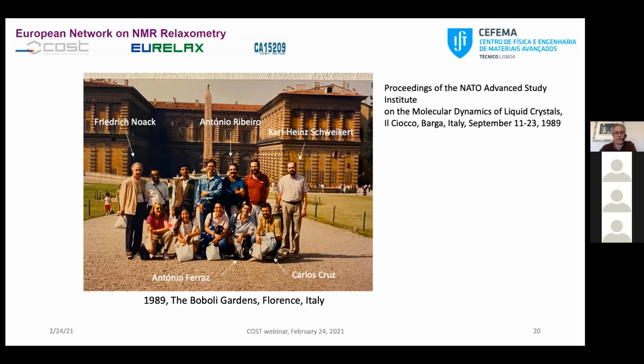Some of them are from Slovenia. I hope if some colleagues from Slovenia are there, maybe they might be able to remind me of their names. I don't remember them. See, this is a picture in one of the days out in this summer school, in the Boboli Gardens in Florence, where we went to visit.